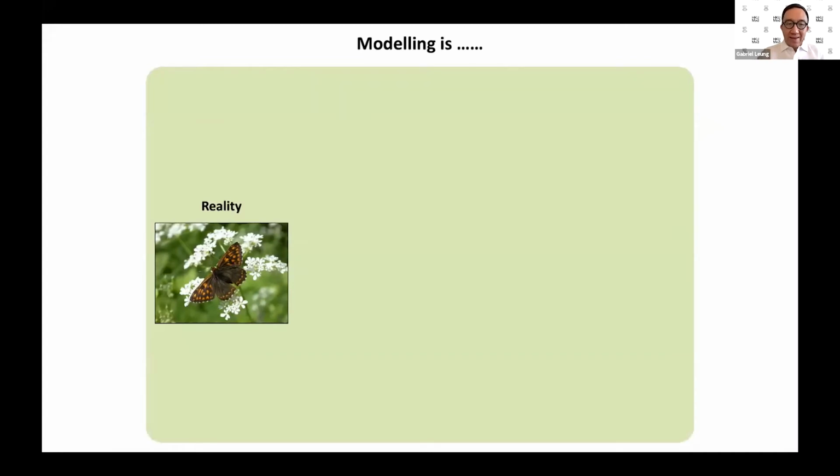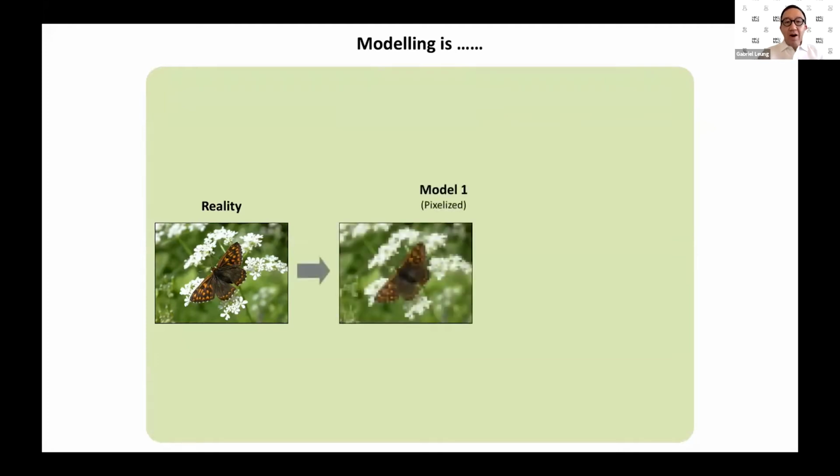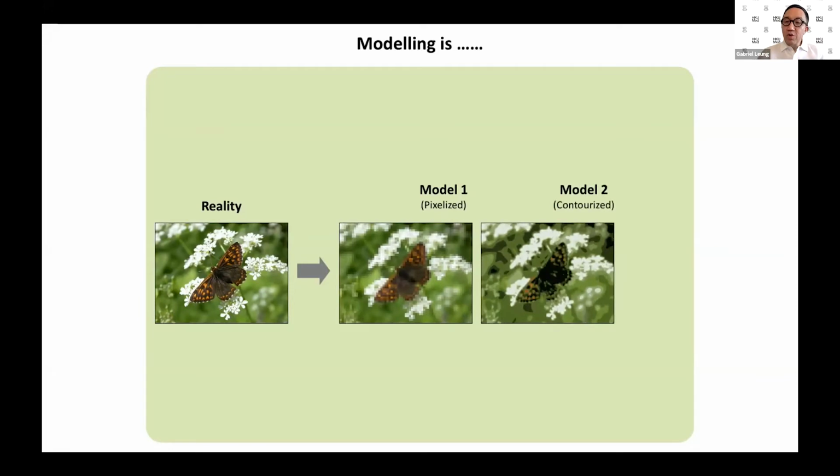So if you look at this picture of a butterfly, that's reality. And what modeling does is it tries to approximate reality. One way of doing that visually is using pixels. Another way is to use contours. You can see that both try to approximate reality, but they are not quite reality, and they're quite different from each other because they use different methods.